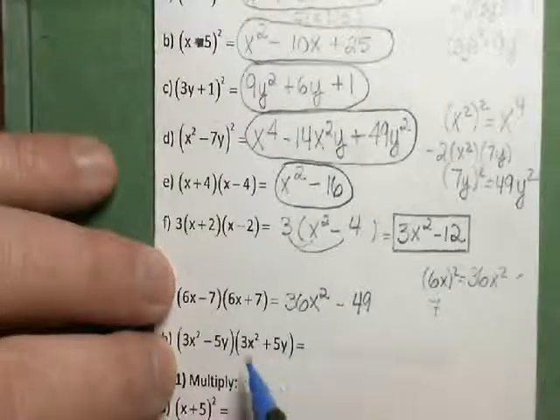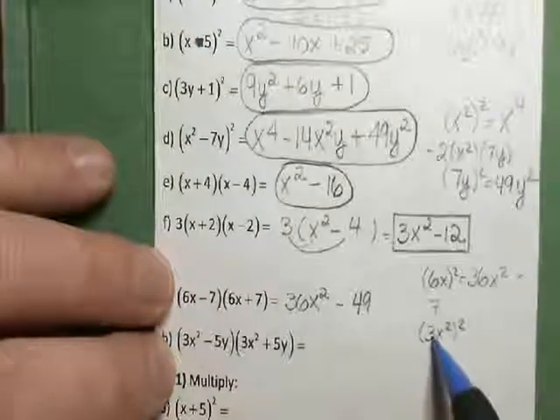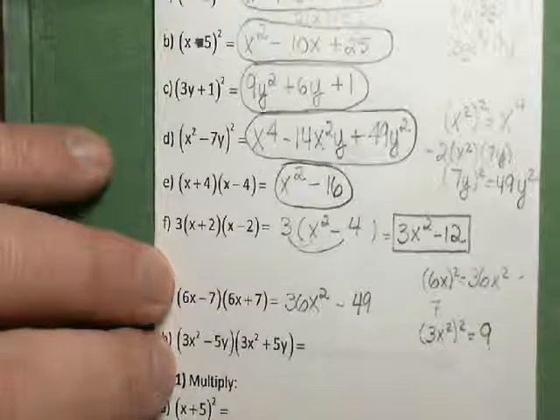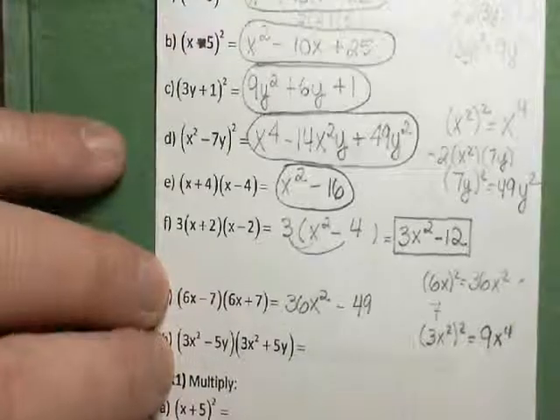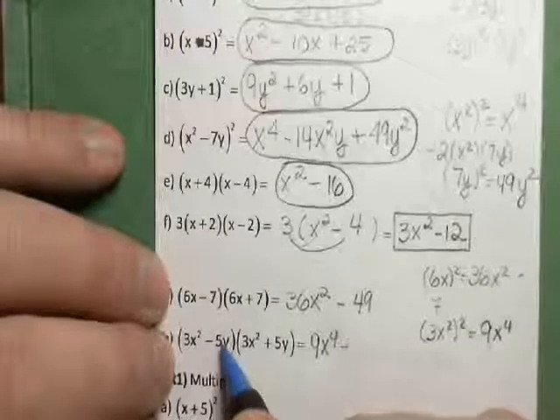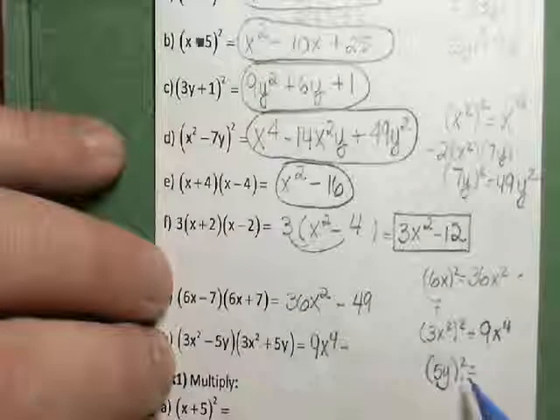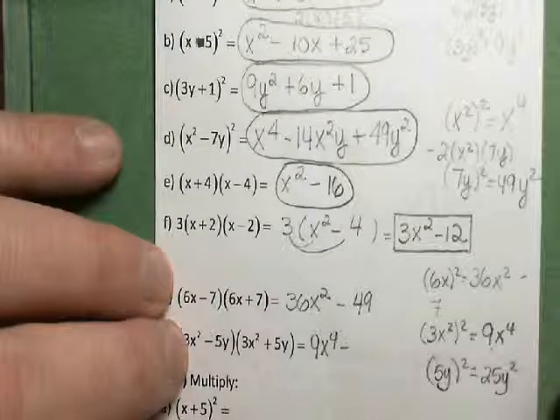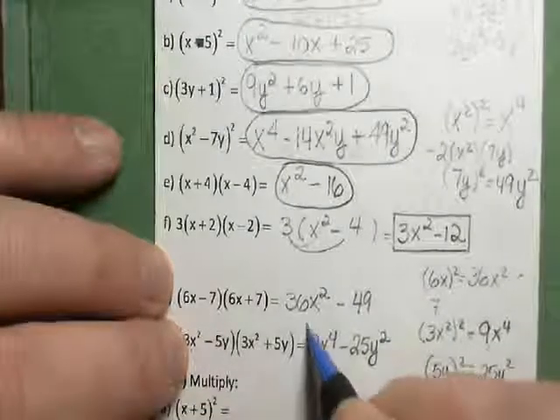Alright, so let's try to do the next one. Next one, I'm going to take the first term, and I'm going to square it. So if you remember, 3 raised to the second is 9, and x squared raised to the square, what are you going to do with these exponents? You're going to multiply. So it would be 9x to the fourth. So this would be 9x to the fourth minus the second term squared, so it would be 5y raised to the square. So 5y raised to the square becomes 25y squared. Alright, very well. So that means this will be 25y squared. And that's my answer for this problem.